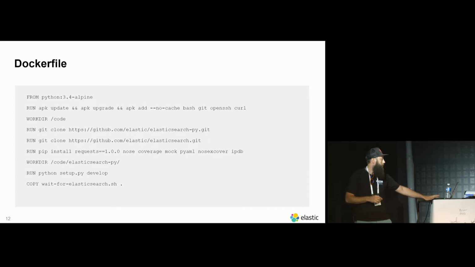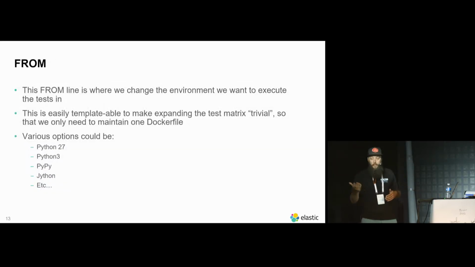shell script. So I already talked about the from. This is how we can change all of the different Pythons we want to test against. If you need to create your own base image for your specific environment, you can definitely do that, and you can just change out the from, and this can also be templated so that you only really need to manage one Dockerfile at this point, and you can iterate over all the different versions that you need to test.